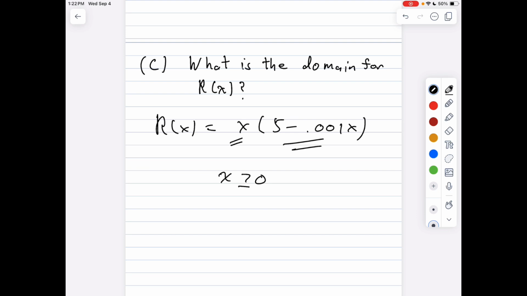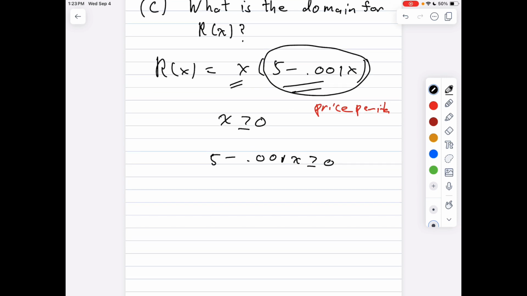What other thing is important here? This expression needs to be positive as well, because this was the price per item, and the price per item needs to be positive. So I'm going to take this expression and say it has to be greater than or equal to 0. Technically it can be 0. To solve this inequality, I'm going to move the 0.001x over, and then divide by 0.001 on both sides.